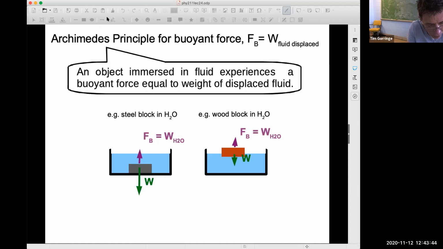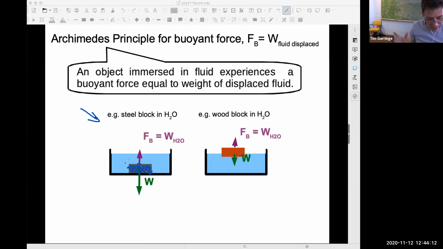Now I've got the steel block over here on the left-hand side, and I've placed it in the water, and it sunk. And the steel block has displaced some volume of water corresponding to its volume. I'm enjoying myself just sort of drawing that right now. And that volume of water has some mass, has some weight, and that's the size of the buoyant force. So this buoyant force here that's trying to support the steel block is equal to the weight of water that got displaced. And the same is true when we place the wood block into the water.